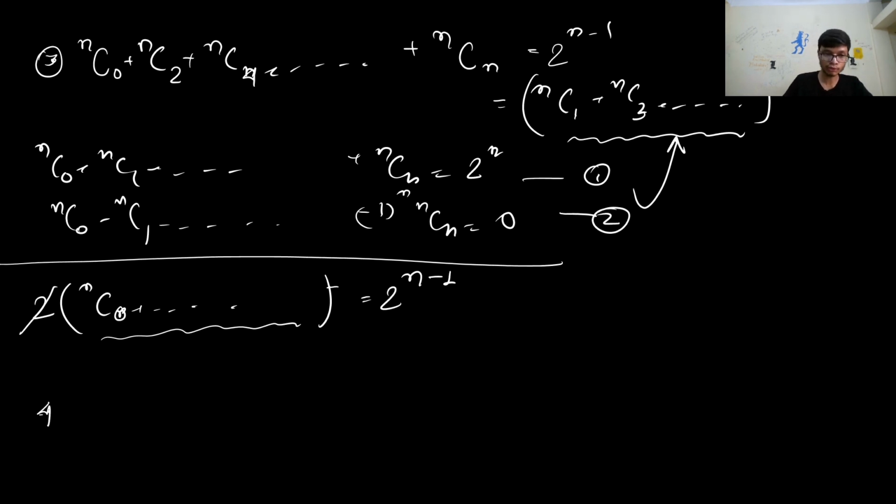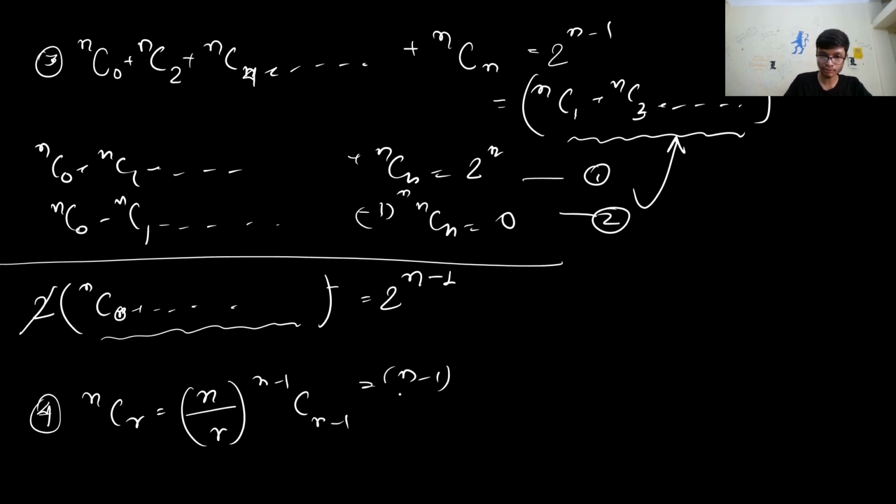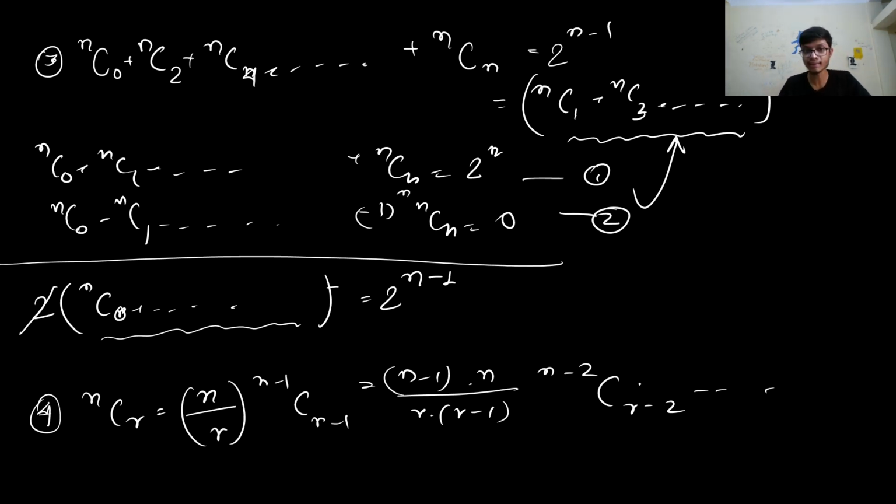Now let us look at the fourth property, and that is basically nCr, which we have already done, is equal to n by r into (n minus 1)C(r minus 1). Okay, and this can also be written as n into (n minus 1) divided by r into (r minus 1), into (n minus 2)C(r minus 2), and so on. We can also express this as a recursive form, okay, as a recursive form. This is basically due to the factorial notation. Okay, I hope this is clear.